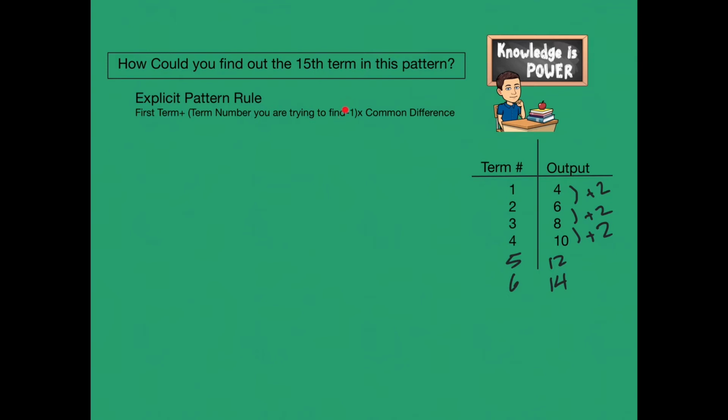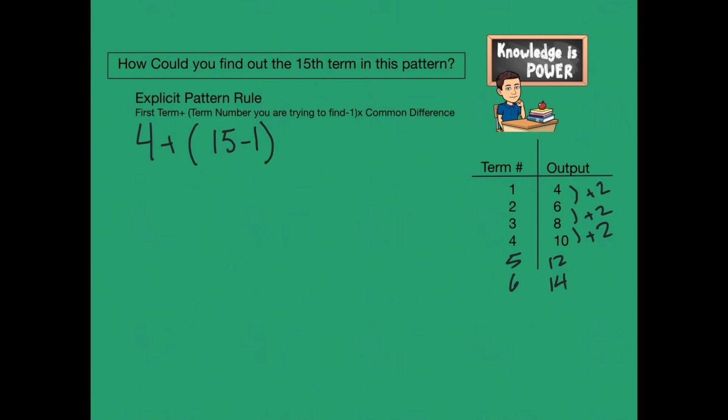Why do we subtract it from 1? Because our pattern isn't starting at 0. So we need to take out the first term. That's why we're subtracting it from 1. So if we fill this pattern rule in, the first term in our pattern is 4. So we write the term 4 plus, let's put in our brackets, the term number we're trying to find out. What are we trying to find out? The 15th term. So we write the number 15. And then we're subtracting it from 1, which is the first term, close our brackets.